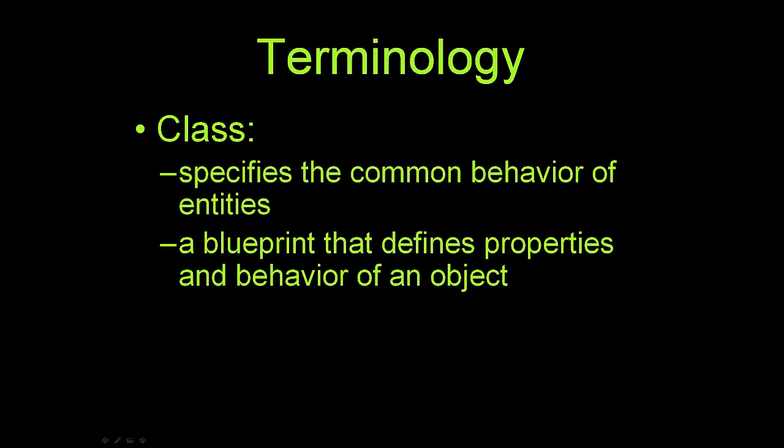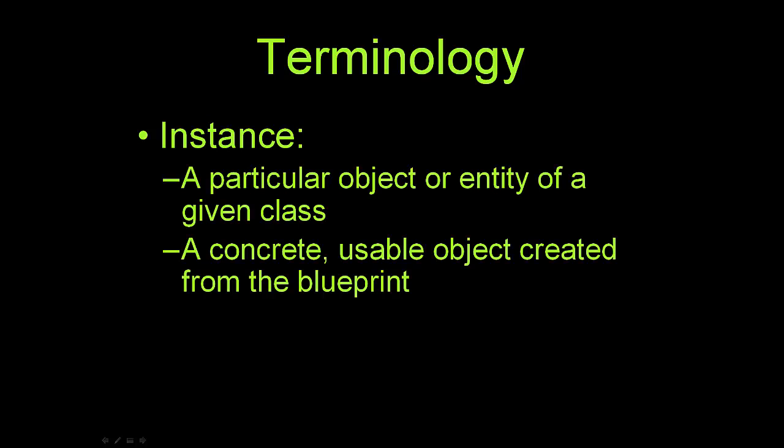Okay, let's talk about the first one, the class. A class is actually a blueprint that defines the properties and behavior of a whole class of objects. So, for example, you're students. All of you belong to the class students. Now, each of you is an individual of the same class, students, and this is called an instance. An instance is a particular entity or object of a class. So each of you is a particular instance of the student class. The instance is the actual usable object that's created from the blueprint of the class.